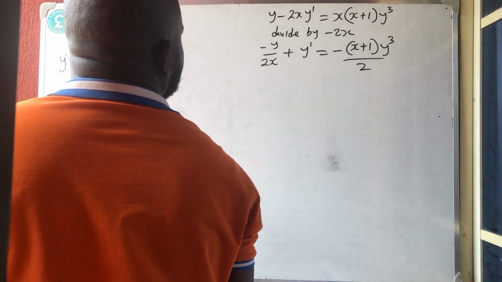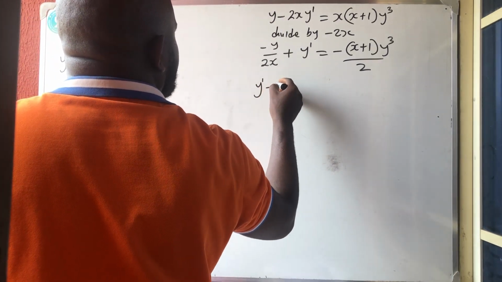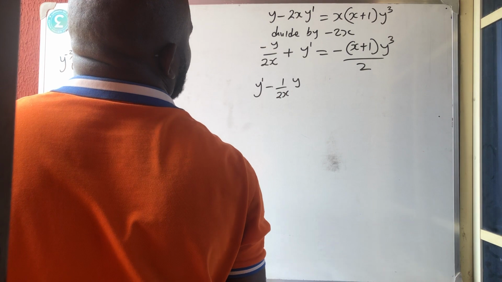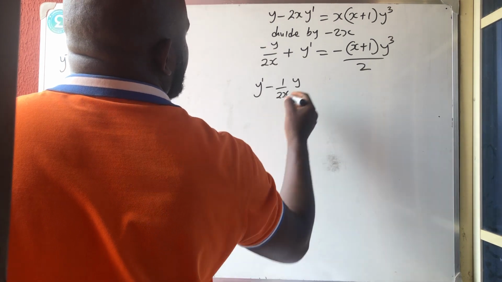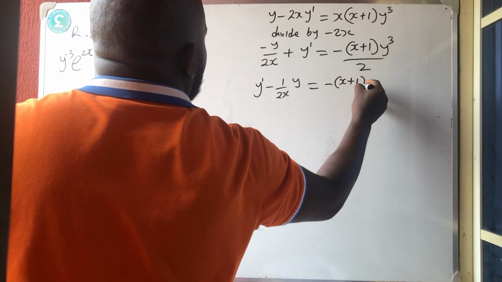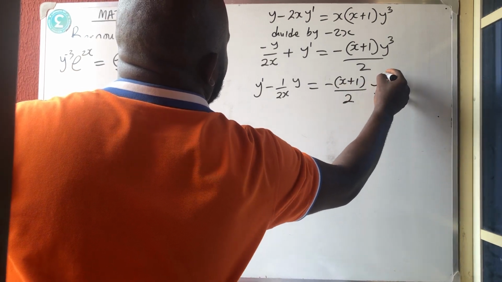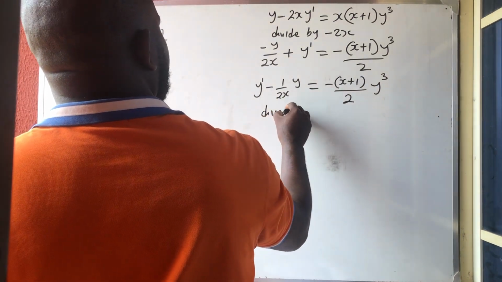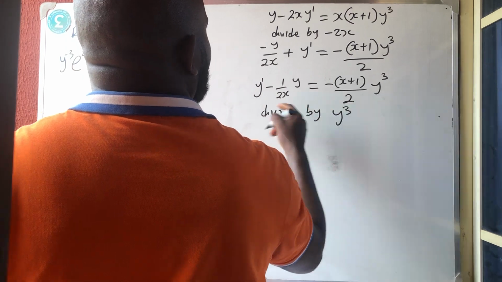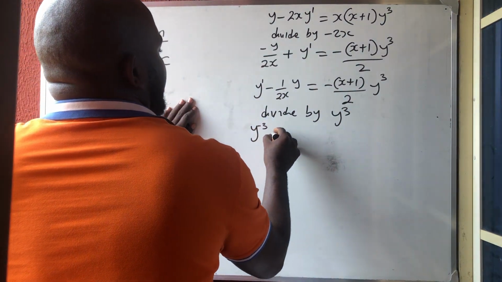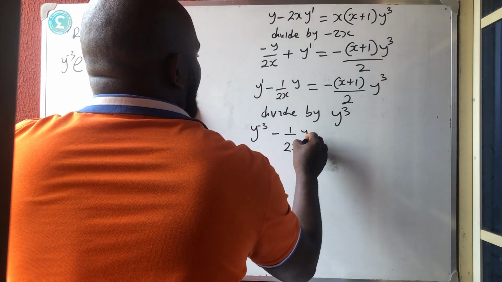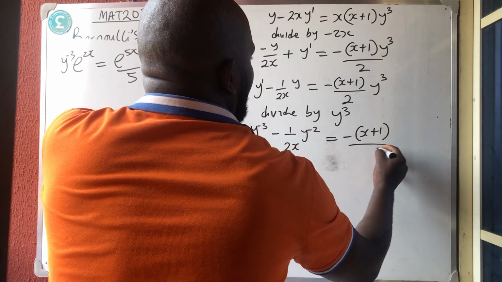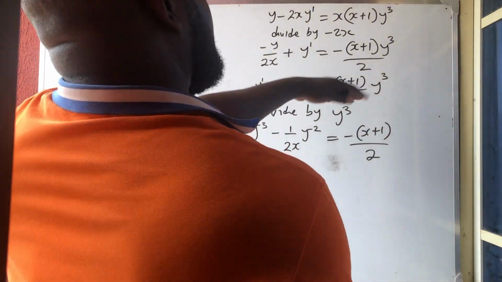So what do we have now? I'm having y prime minus 1 over 2x y is equal to minus x plus 1 all over 2 y cube. So now the problem is the y cube. Divide everybody by y cube. So I'm having here y raised to power minus 3 minus 1 over 2x y raised to power minus 2 is equal to what? Minus in bracket of x plus 1 all over 2.